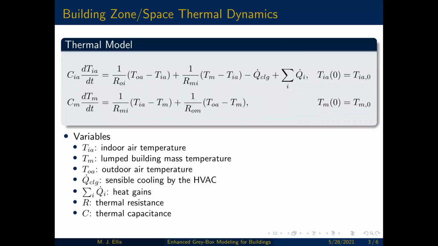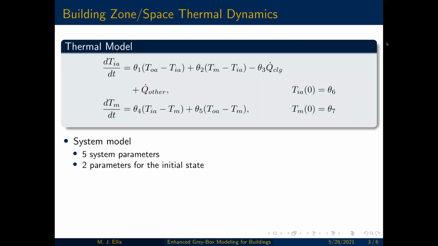Specifically, we consider a very standard building space thermodynamic model with two states. It has a state associated with the indoor air temperature, as well as a state associated with the lumped building mass temperature. So what we do is we parameterize this model. This results in 5 system parameters, as well as 2 parameters associated with the initial states.